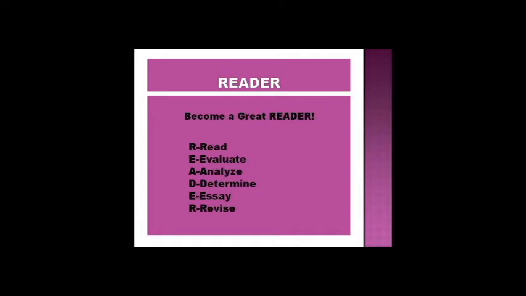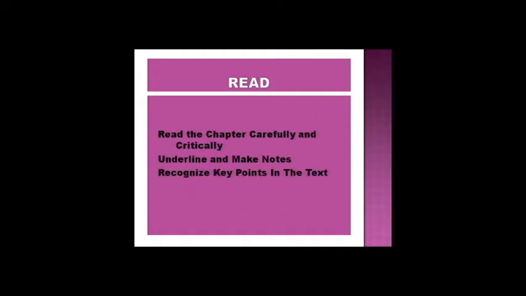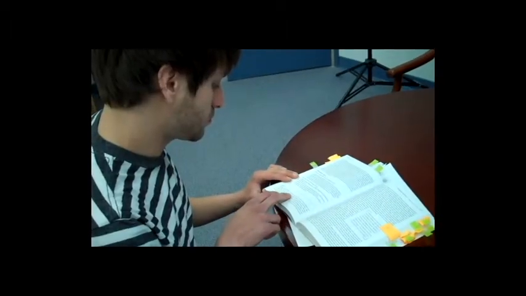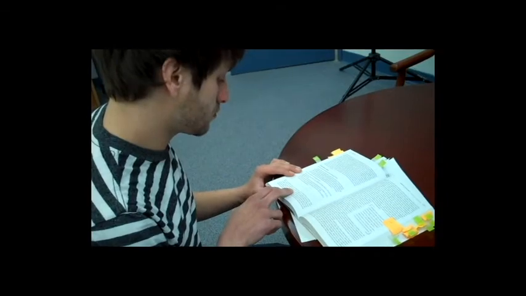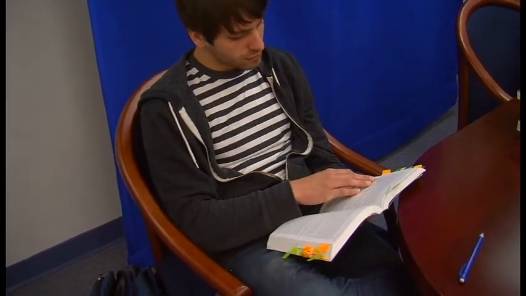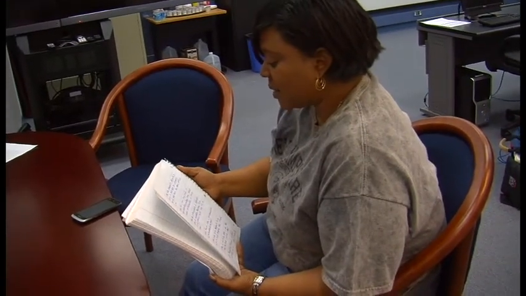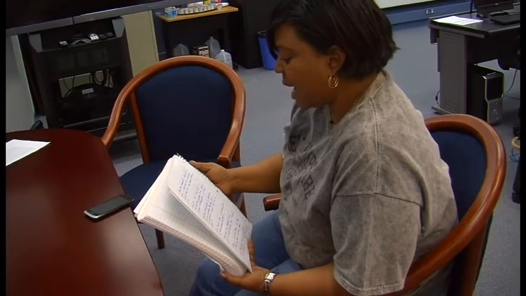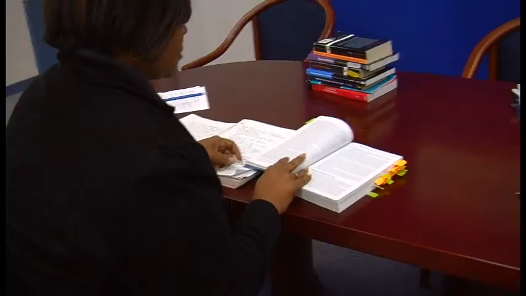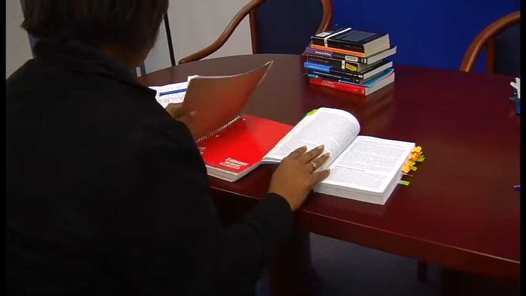Reader. Read, evaluate, analyze, determine, essay, revise. These are the essentials for writing a paper. Read. Read the chapter carefully and critically. Either underline and make notes in the text, or jot down an outline of the key ideas in your textbook, or both. Keep in mind the most important key points of the text. Always review your notes so you know exactly what to say and exactly what the teacher has said.